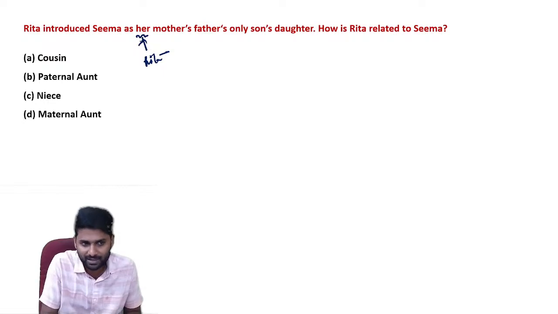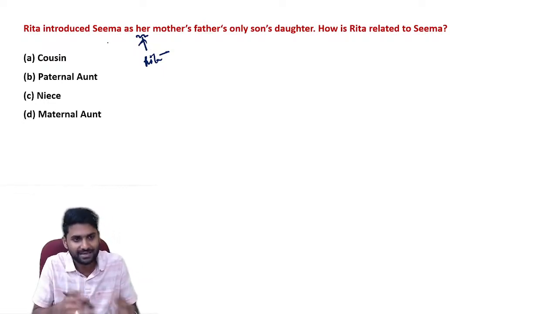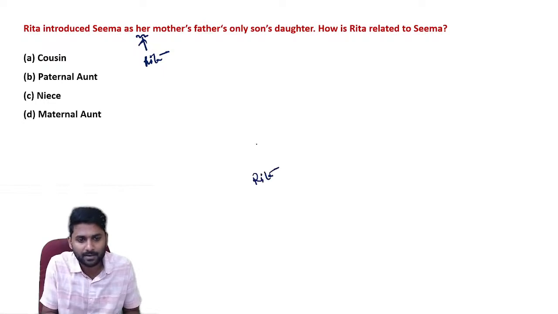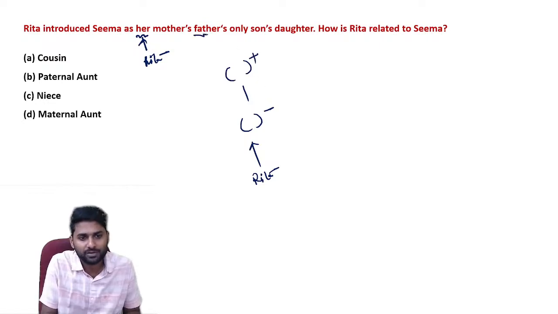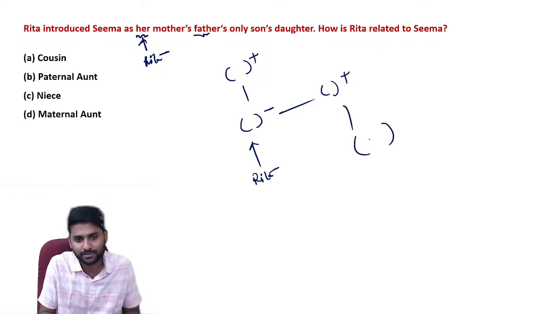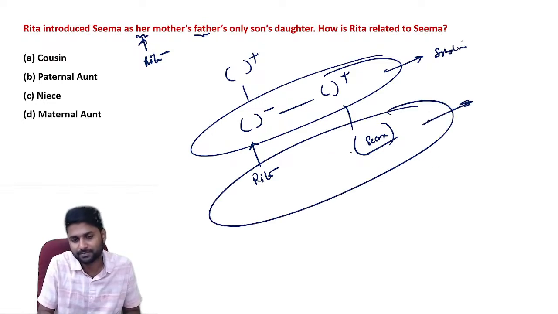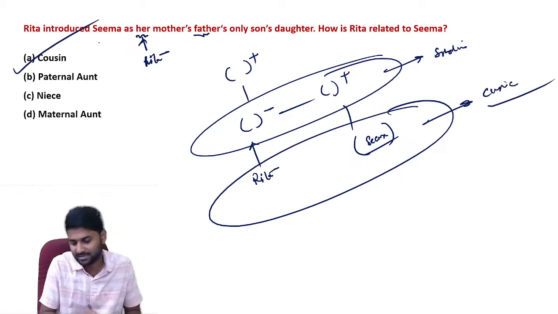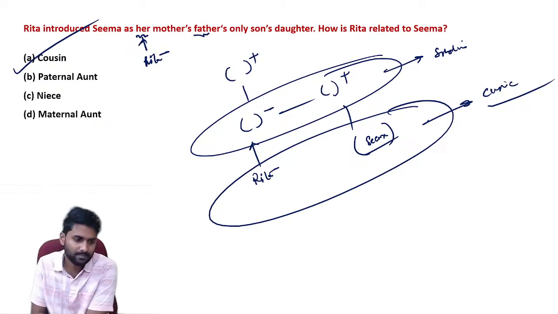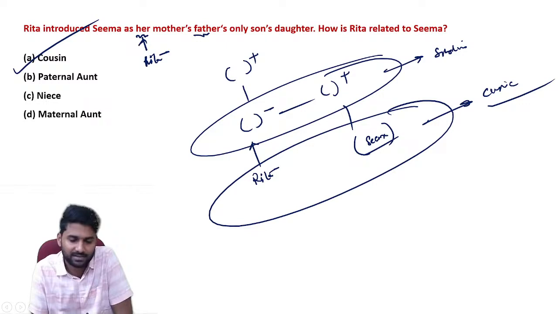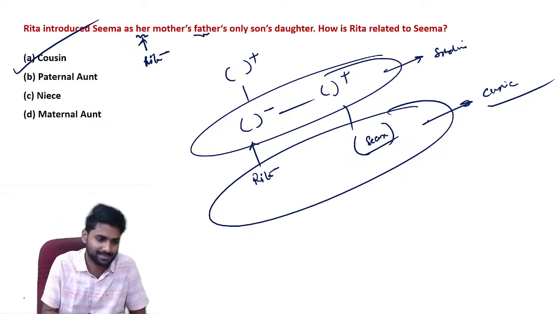See guys, her is an important connection. Rita introduced Seema as her. Rita's mother's father's only son. So definitely Rita's mother has a sibling, the only son's daughter, and the daughter's name is Seema. We can conclude that these two people are cousins. So definitely the relation is cousins. If our parents are siblings, definitely the relation between you and I is cousins. Remember.